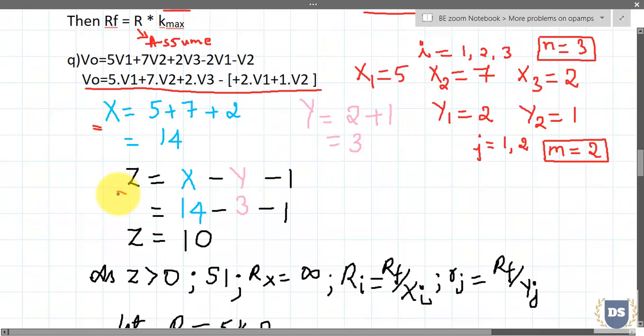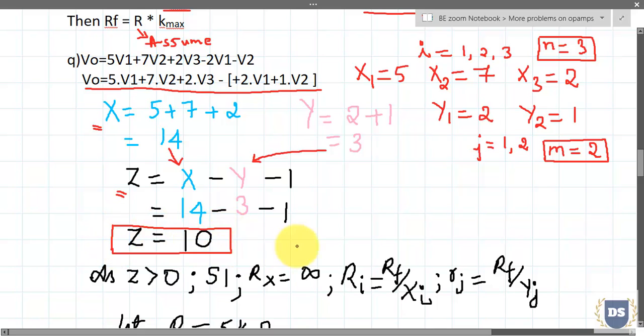So if I were to calculate variable z, I have to add up the value of x. So in this case I got to consider the value of x minus value of y minus 1. That gives me 14 minus 3 minus 1. So the value of z is equal to 10 in this case.